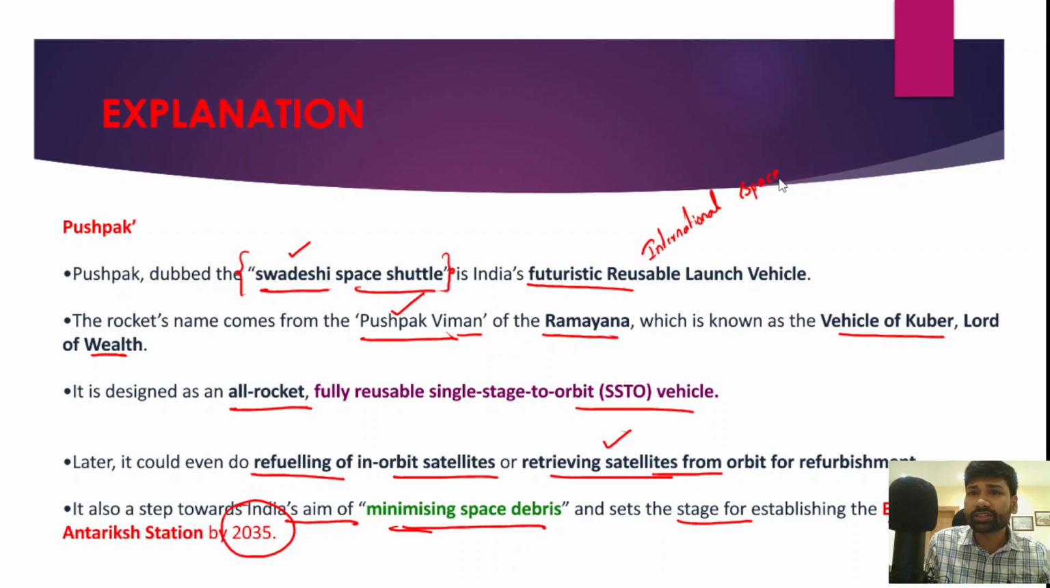This space station is a collaboration of different countries. All these countries have come together and are managing this International Space Station, which is also known as ISS. But on the other hand, China has been building its own space station now. And India is also on its path to build an Indian space station by the year 2035. So in its attempt to build such a space station, this Pushpak reusable launch vehicle will play an instrumental role.